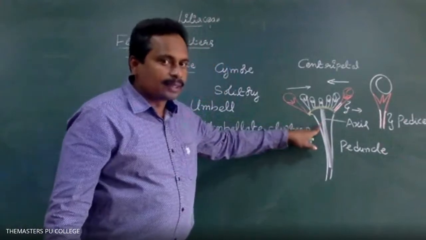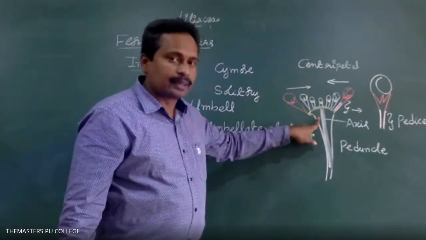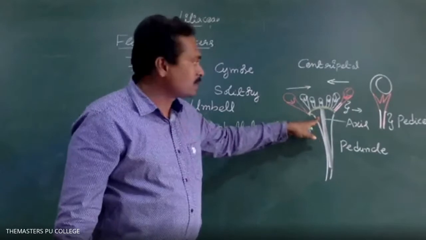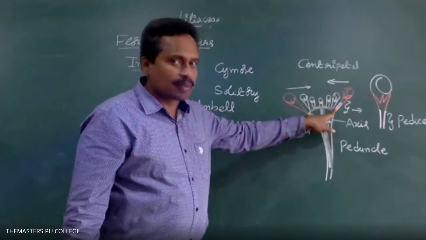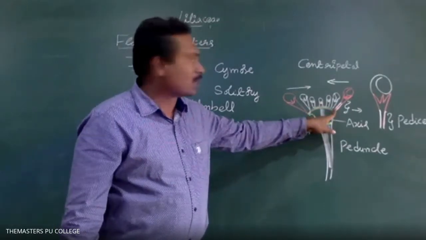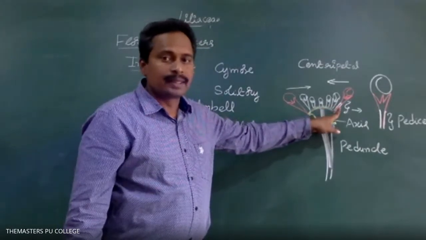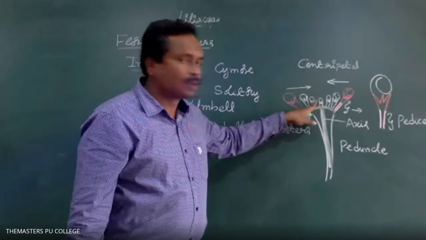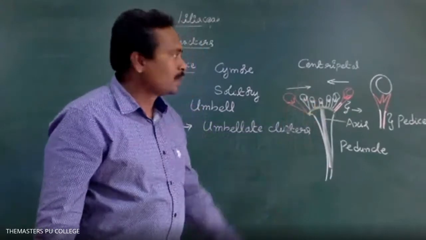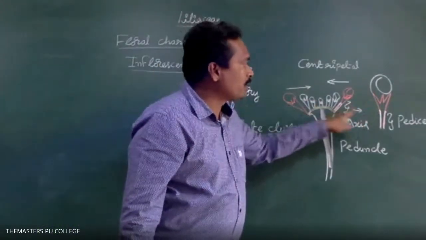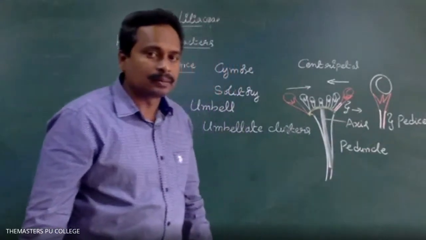At the terminal region, the tip of the floral axis produces several flowers. The older flowers, the first formed flowers, are present towards the peripheral region. Younger ones are present towards the center. So this is the start of the flower pedicel. Is it clear? Yes, sir. Thank you, sir.